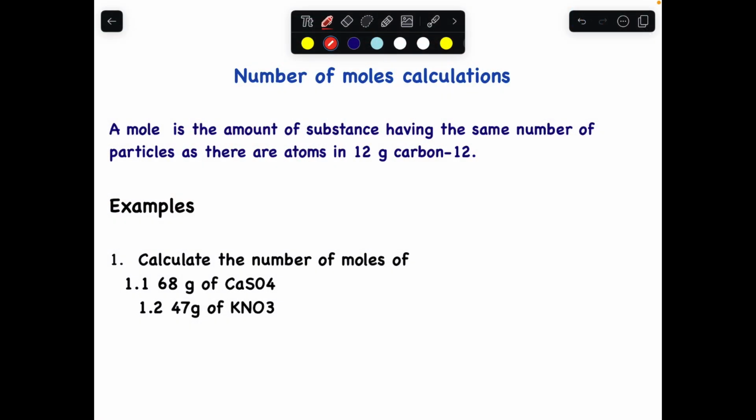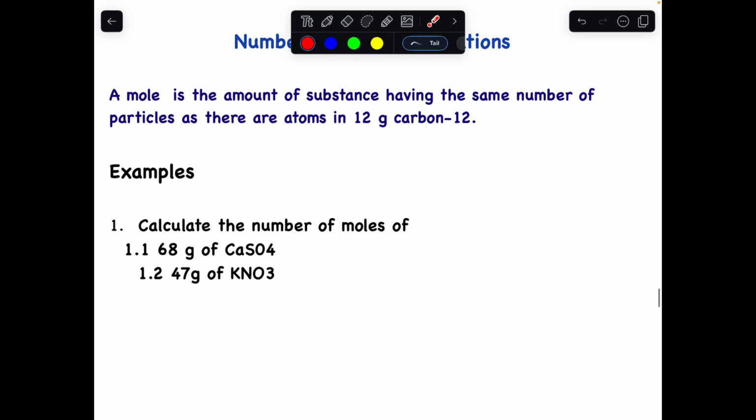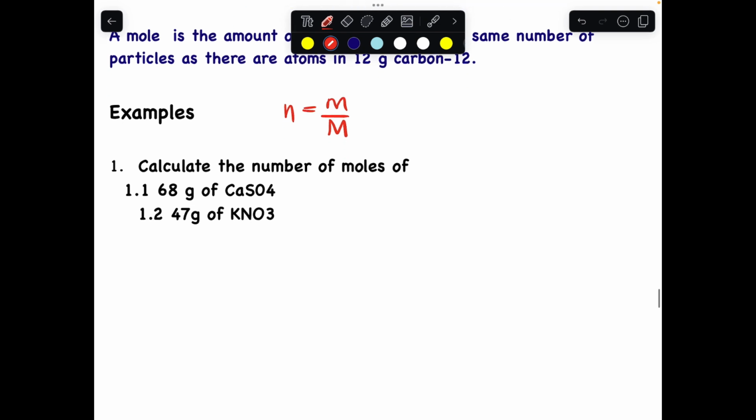Good day, folks. Here's the calculation for the number of moles. The definition for a number of moles is important. A mole is an amount of substance having the same number of particles as there are atoms in 12 gram of carbon 12. Now, calculating the number of moles, we're going to use the formula. It's in the formula sheet that says number of moles is equal to mass over molar mass, right?